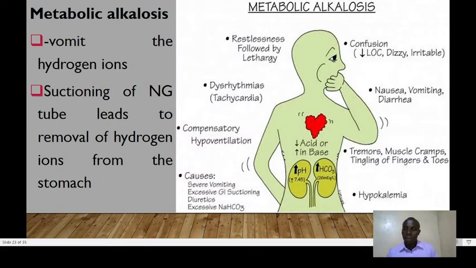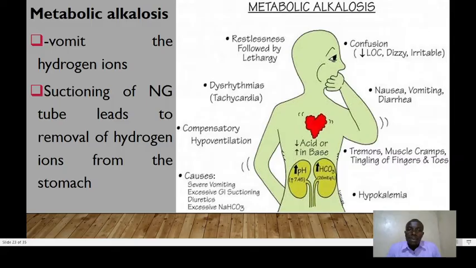What about the alkalosis? Alkalosis, a good activity that can lead to this condition is vomiting. When you vomit, what comes out? You're vomiting the gastric contents. And what is in the gastric region, guys, is the acid, the hydrogen.